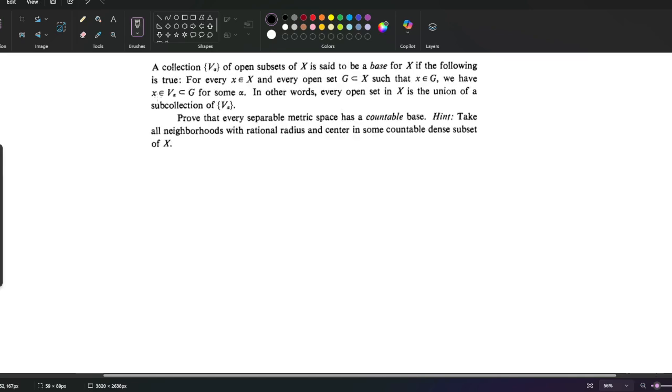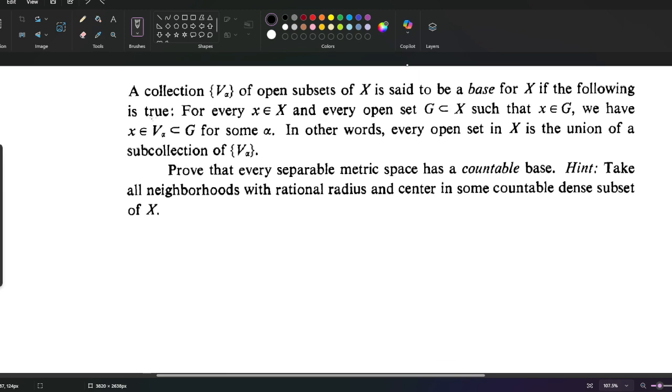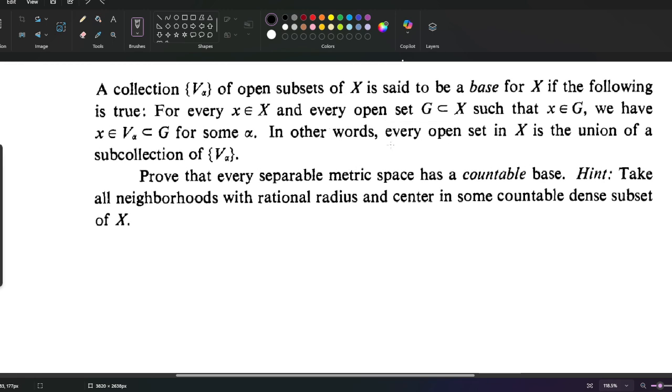Hello, today we have this Rudin problem. Essentially, a base of a metric space X is a collection of open sets V_alpha such that for every x that belongs to the metric space, and every open set G that is a subset of this metric space, if x belongs to G, then there is some V_alpha that x is a member of, and that V_alpha is also a subset of G.